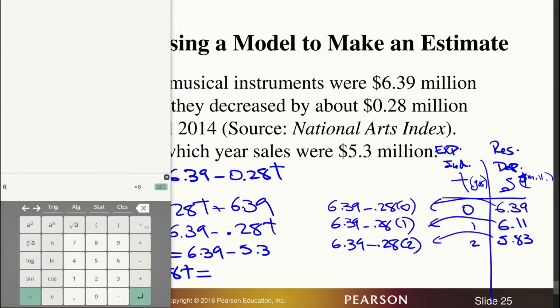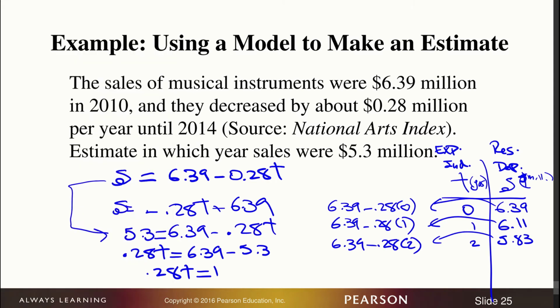All right, so 6.39 minus 5.3, we get 1.09. So now we need to go ahead and divide both sides by 0.28. So we get t equals 1.09 divided by 0.28.